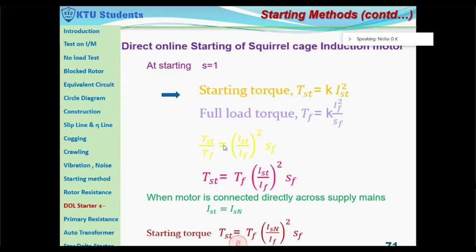So T start by TF will be equal to this expression, or you can have the starting torque TST taken as the full load torque into (ISN by IF) the whole square into the full load slip. Okay, SF represents the full load slip.